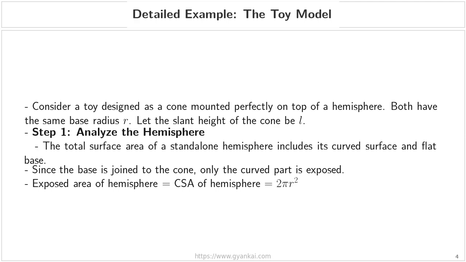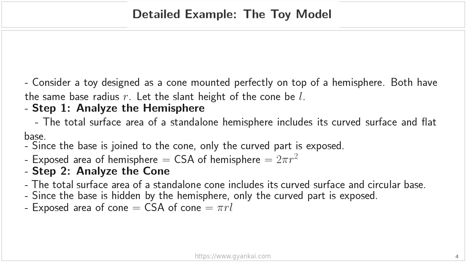However, remember our rule from the previous slide about hidden surfaces? Since the base of the hemisphere is now joined to the cone, that flat base is no longer exposed to the outside. Therefore, the only part we care about is the curved part. So the exposed area of our hemisphere is simply its curved surface area, which is 2 pi r squared.